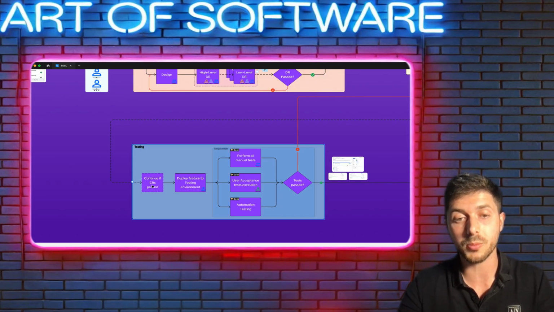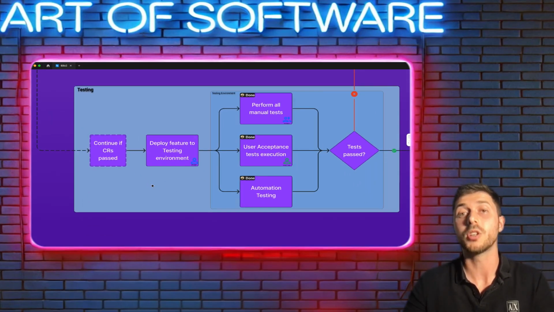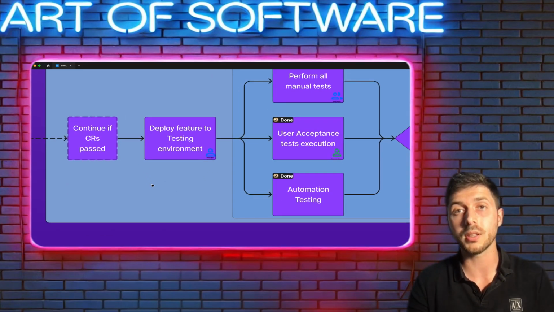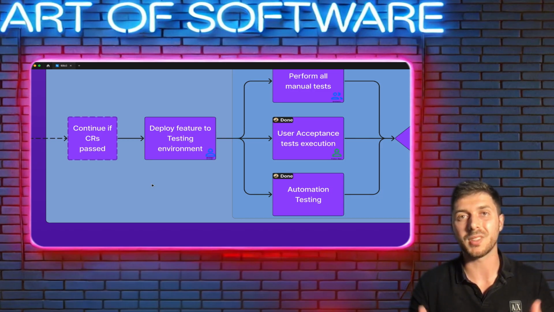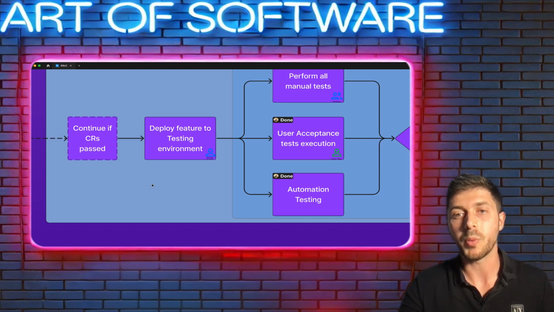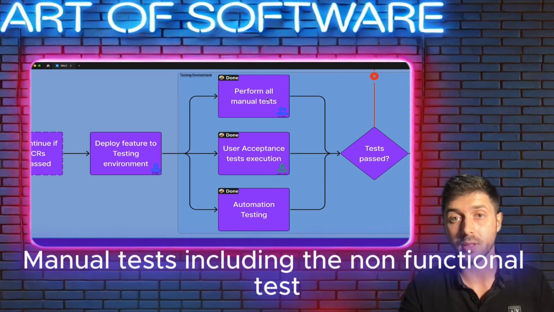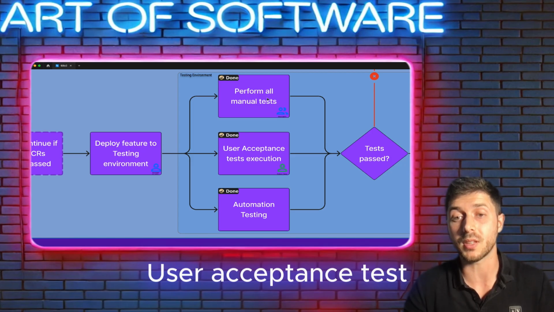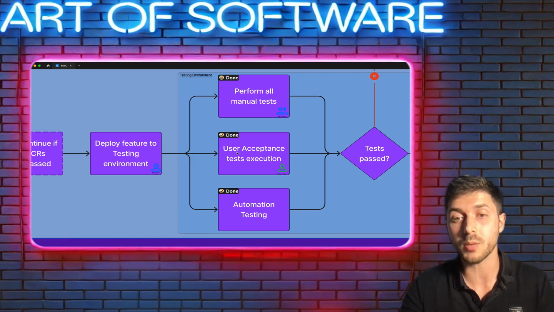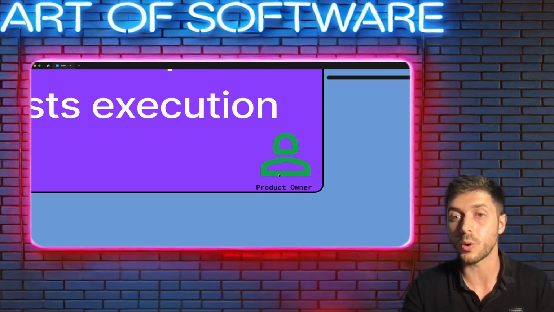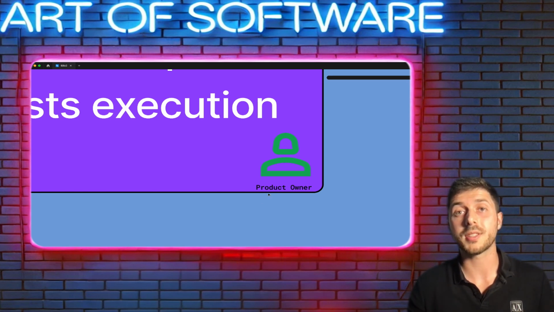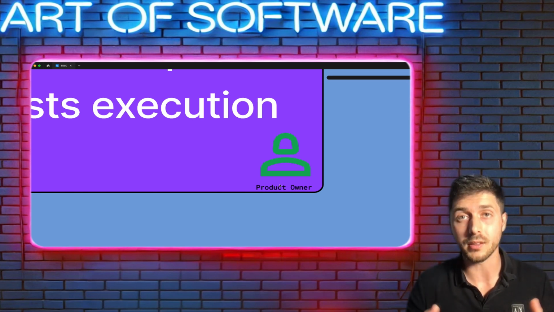Okay, in the testing environment, so we are going to deploy the feature to the testing environment, not working locally. So this is very specific for this example, it depends on how you work in your environment. But after it is deployed in the testing environment, we can perform all of the manual tests, including the non-functional tests. We can perform the user acceptance test, and the one who is in charge of user acceptance test execution, in our case, is the product owner, or ideally the stakeholders, and the target here is to validate the feature.